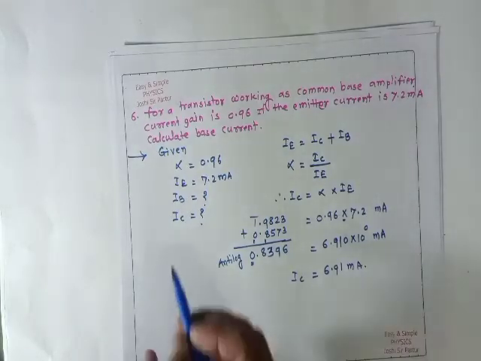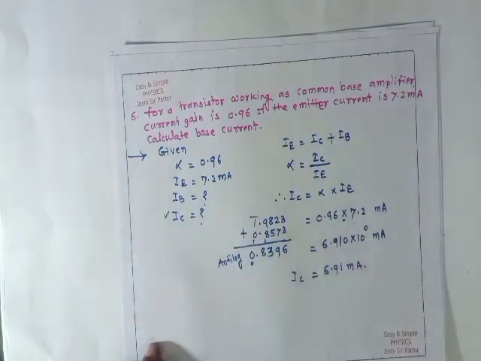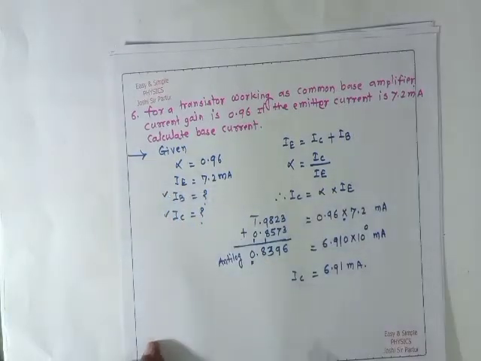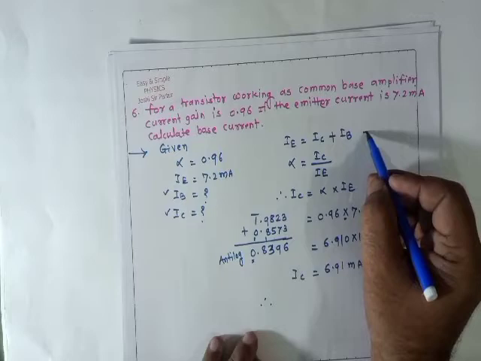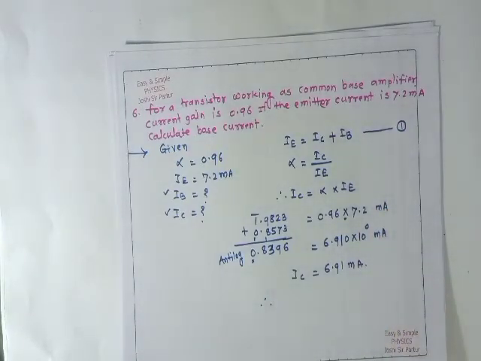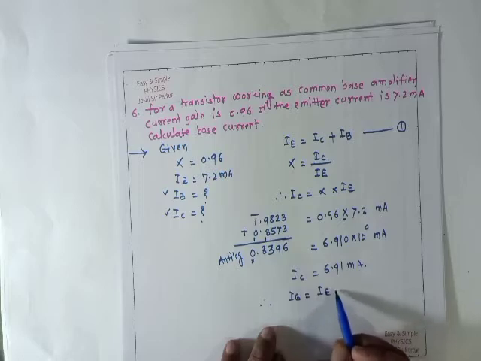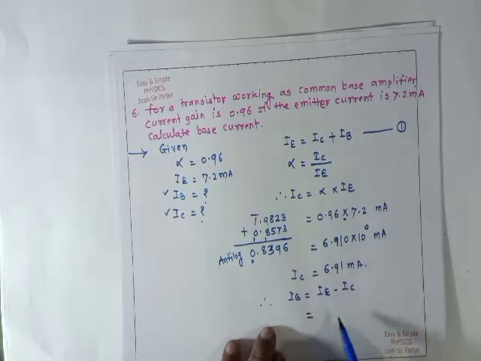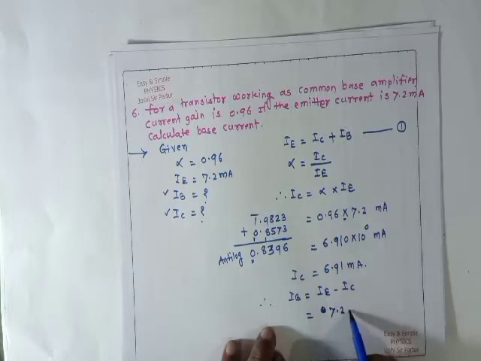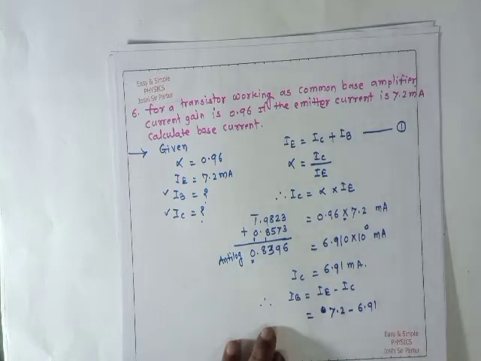Here we have found collector current, but we can find out base current. So therefore using equation number 1, collector current plus base current is equal to emitter current. So base current is equal to emitter current minus collector current. So emitter current will be 7.2 minus 6.91. So if we subtract, what happens?